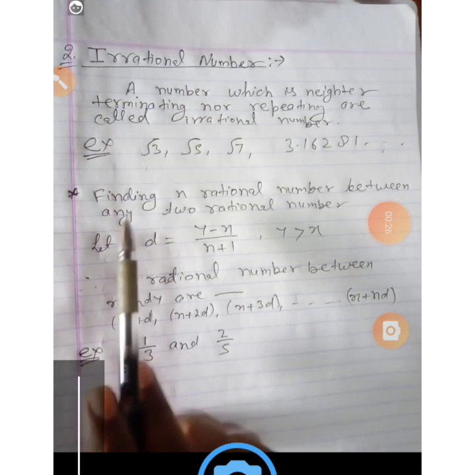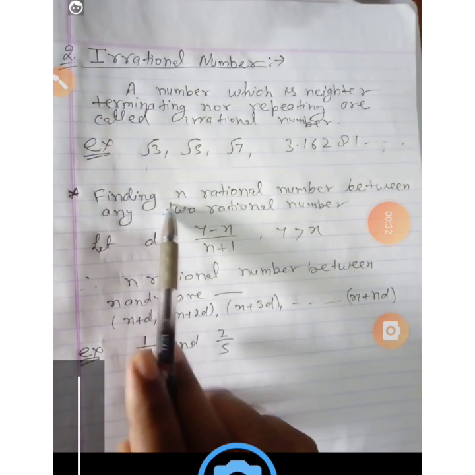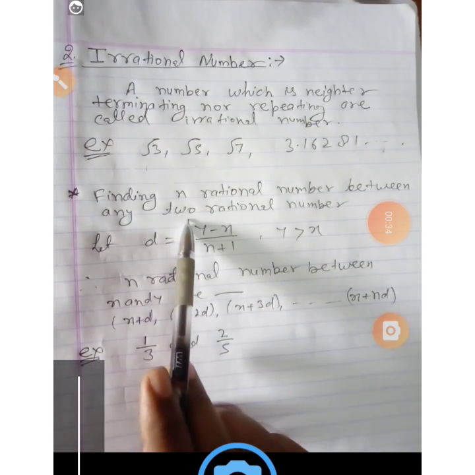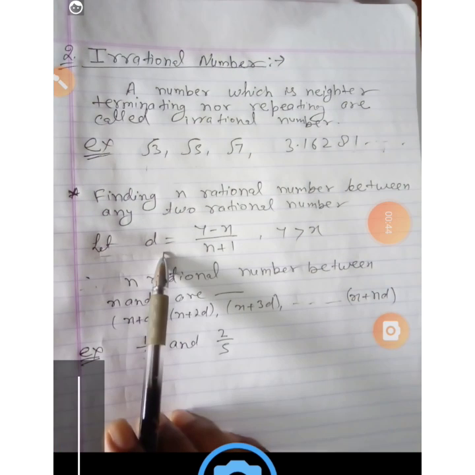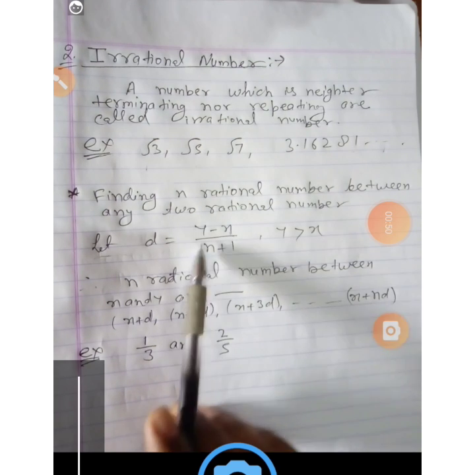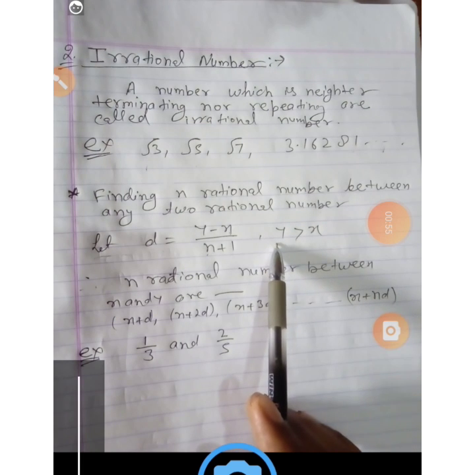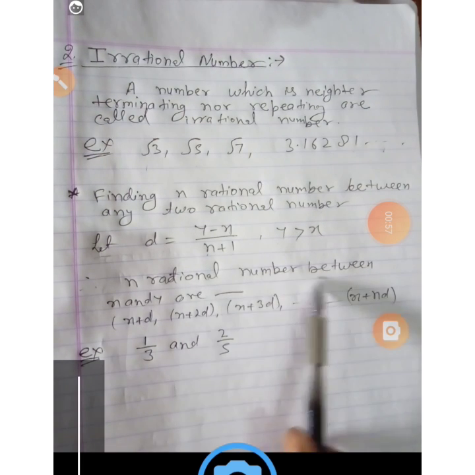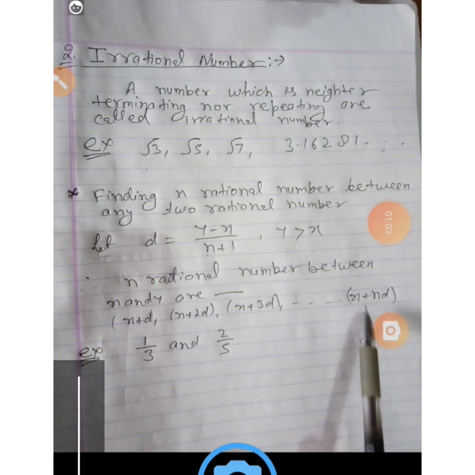In this way we can find n rational numbers between any two rational numbers. In general, between any two rational numbers we can find infinitely many rational numbers. Let d be d equal to y minus x, where y and x are any two rational numbers, and n plus 1, meaning we can find n rational numbers, with the condition y is greater than x. So n rational numbers between x and y are x plus d, x plus 2d, x plus 3d, and so on, up to x plus nd.